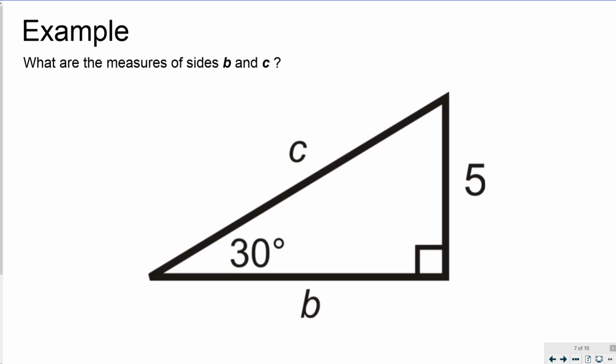So, example: what are the measures of sides B and C? The side that I am given is across from the 30 degree angle. So this side here, the 5, is the short side. So I'm going to just write short here. Which means if this is the short side, B is the long side, and that means that C is the hypotenuse.